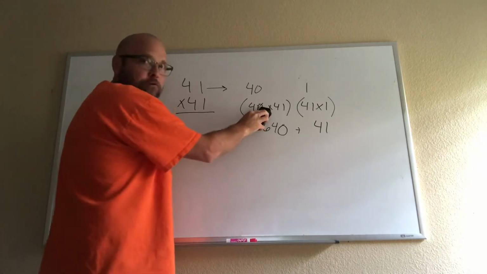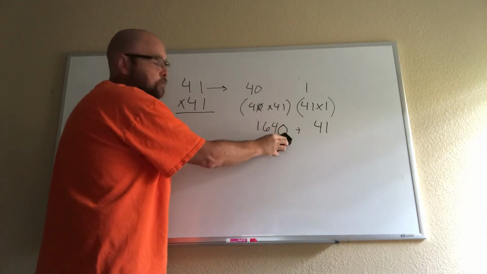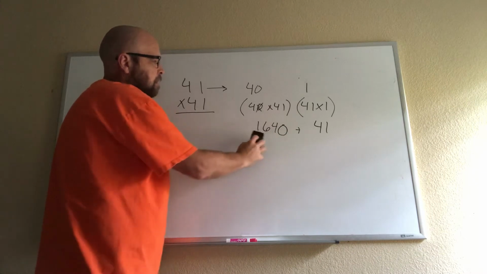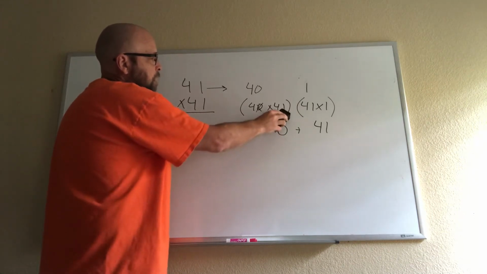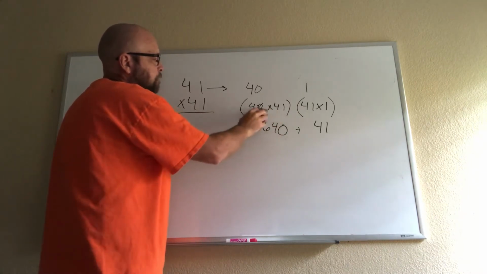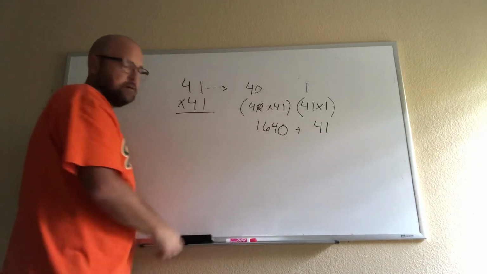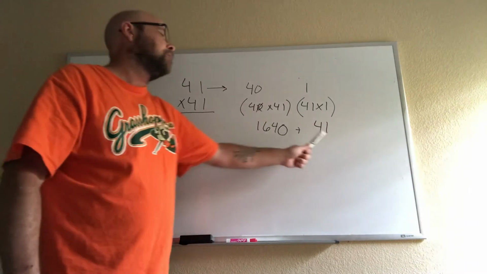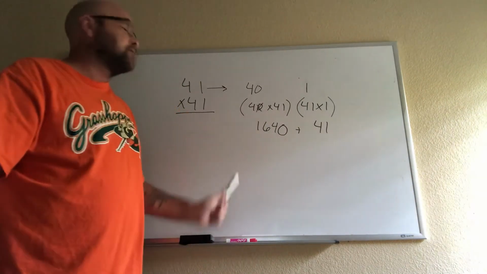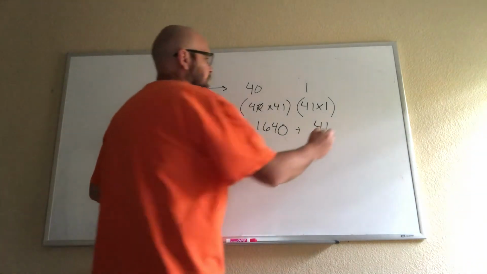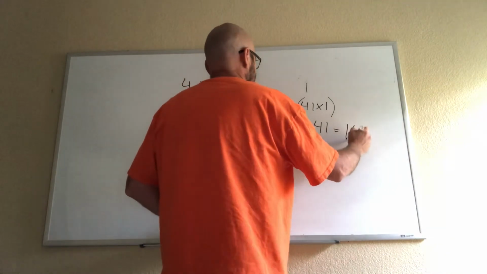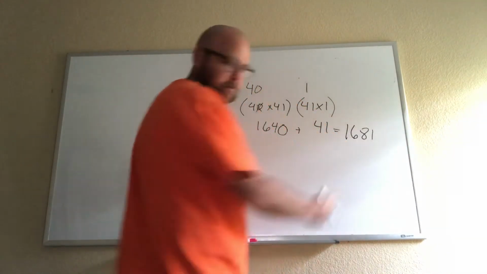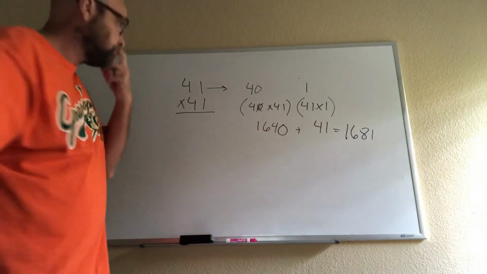Because I took my 0 from my ones place, I moved it down to the ones place, and then all I had to do was my 1 times 4 and my 4 times 4. Then the sum of these two products is going to be my answer. So your answer should have been 1,681, if I did it right.